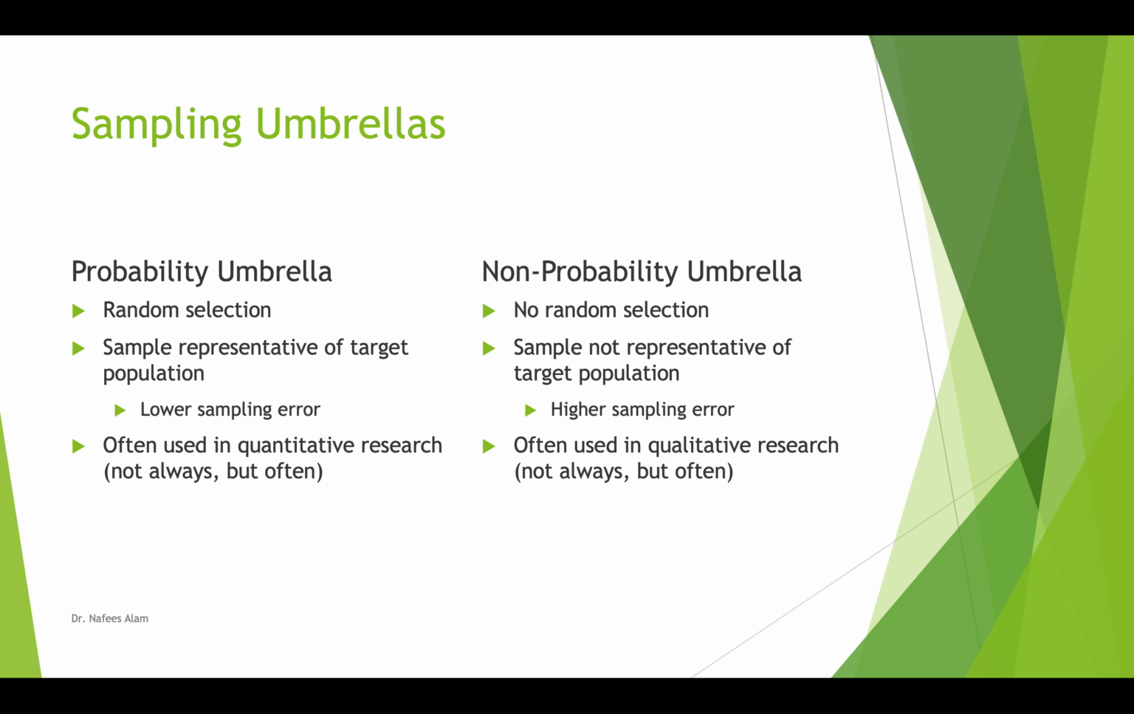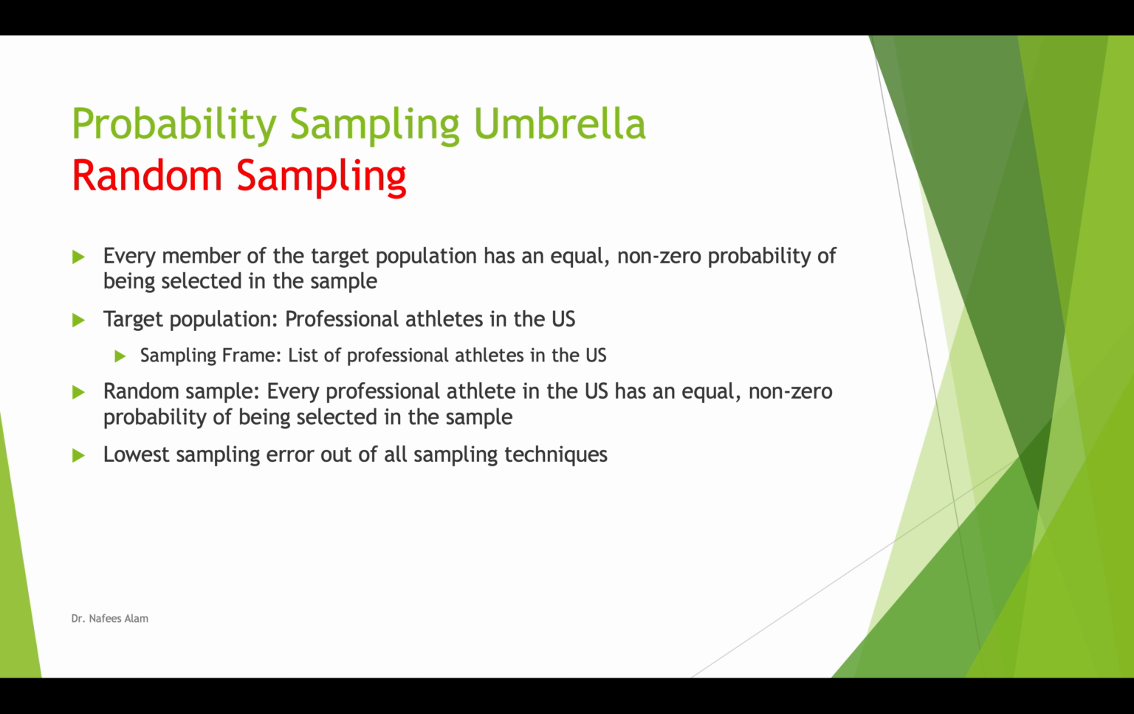Another thing to note, this isn't always the case, but often the case, that probability sampling techniques are usually used in quantitative research, whereas non-probability sampling techniques are usually used in qualitative research.